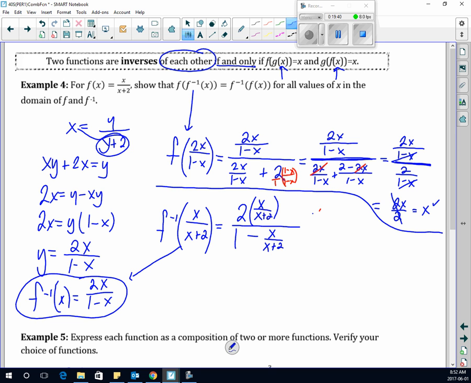Common denominator. I might even multiply this in, right? So that means I get 2x over x plus 2 on top. Is everybody good with that? And then the common denominator would just be x plus 2 over x plus 2 times 1, which is x plus 2 over x plus 2. So I'll show my steps. What happens when I subtract that? The x's cancel. I'll use that in red.